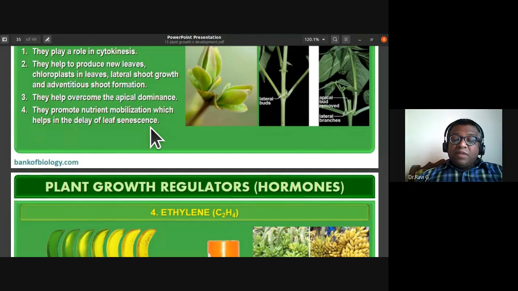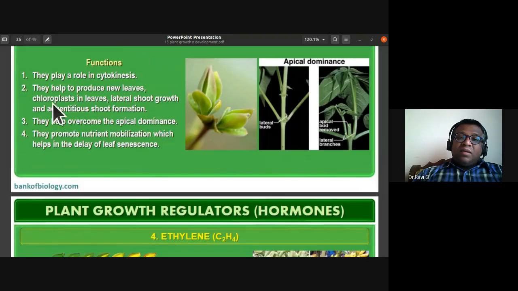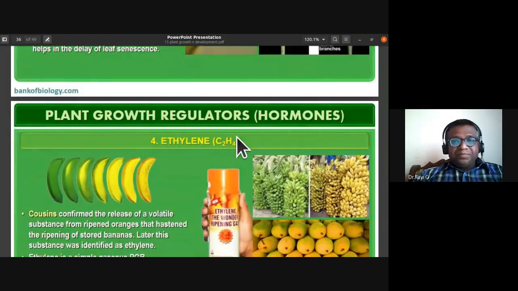It was able to keep them fresh because cytokinin helps in the synthesis of chlorophyll in the leaf. They also promote nutrient mobilization, which helps in the delay of aging of leaves. Okay, those are the properties of cytokinins. The major property is that they initiate cell division. Cytokinins also have an important role in the opening of stomata. The closing of stomata is brought about by abscisic acid, while the opening of stomata is initiated by cytokinins.